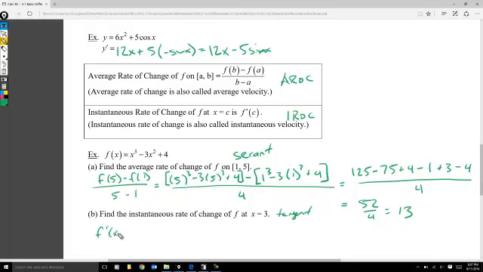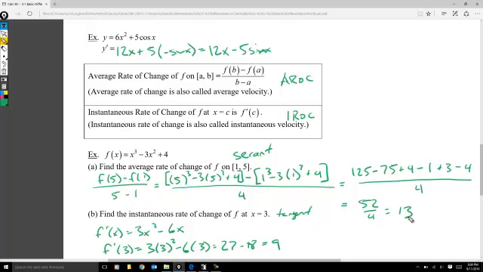So the derivative of f is going to be 3x squared minus 6x. And I need to find f prime of 3. So let's go ahead and plug in 3. 3 times 3 squared minus 6 times 3, which is going to be 27 minus 18, or 9. So 9 is the slope of my tangent at 3.